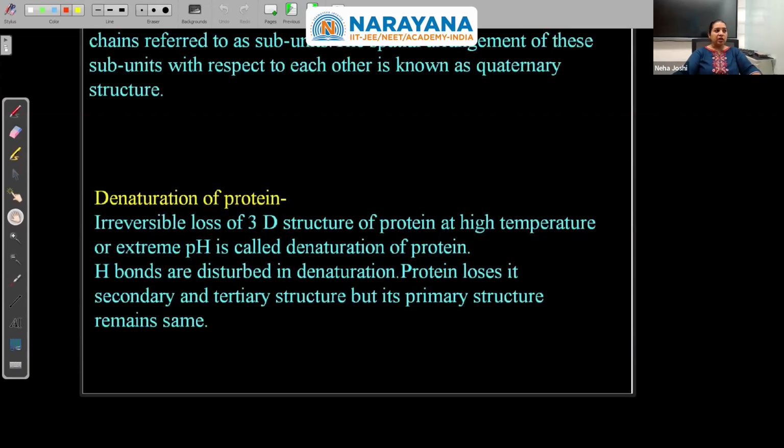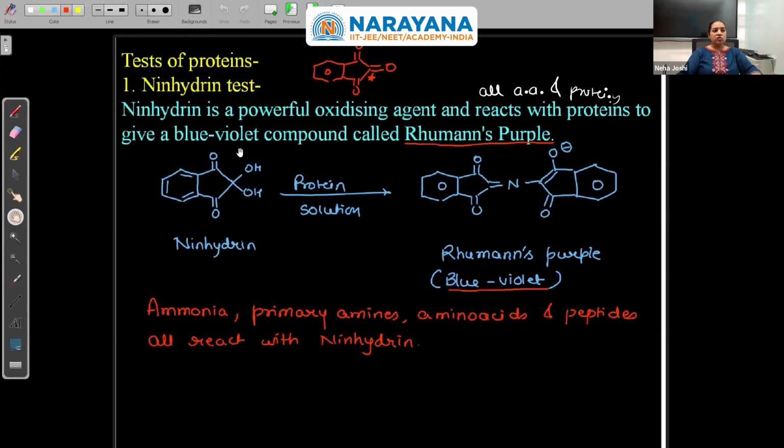Last point of this chapter on protein is tests. First is the ninhydrin test. Ninhydrin, you know. Ammonia, primary amines, amino acids, peptides, all give the ninhydrin test. Here, the middle one, you get double bond N, and then another molecule of ninhydrin is there. So a purple color compound is formed. Ninhydrin is a powerful oxidizing agent and reacts with protein to give a blue-violet compound called Ruhemann's purple. It is a solution, not a precipitate.